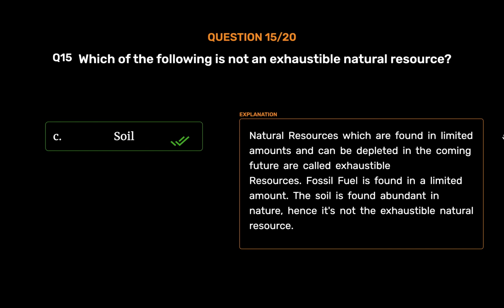Fossil fuel is found in a limited amount. The soil is found abundant in nature, hence it's not an exhaustible natural resource.